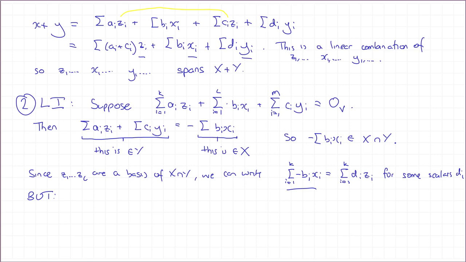But look what's happened. The x's and the z's are linearly independent. Remember, they form a basis for x, so they're linearly independent. So an expression like this, which we can rearrange to say that the sum of the dizi's plus the sum of the bixi's is equal to zero, is a linear dependence relation on this linearly independent set. And therefore, all of the scalars must be zero.